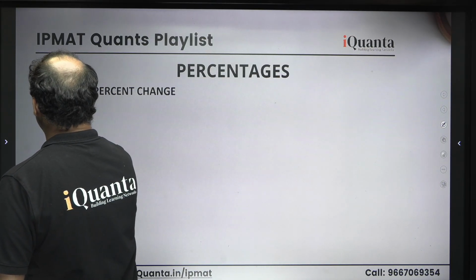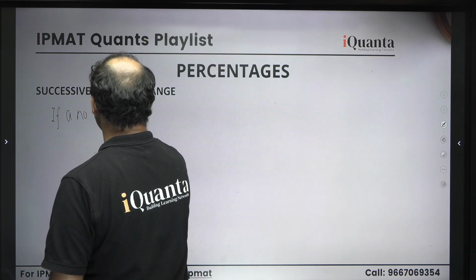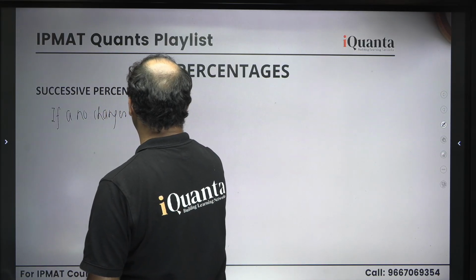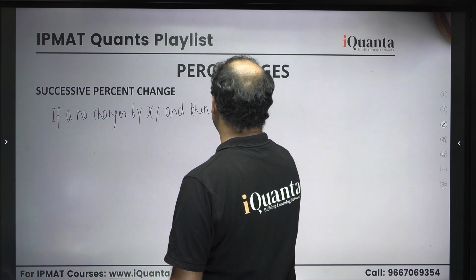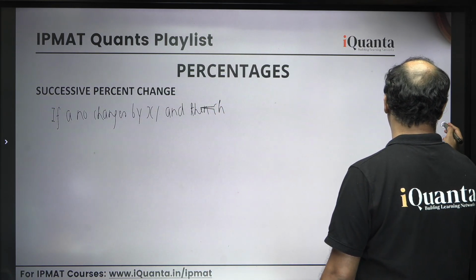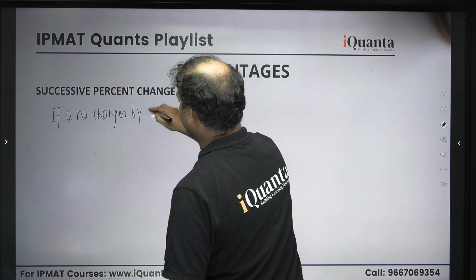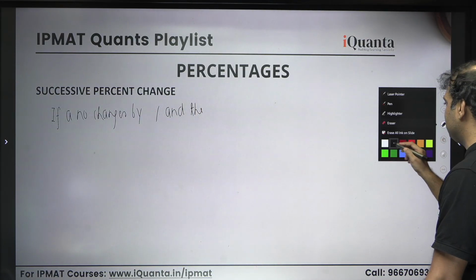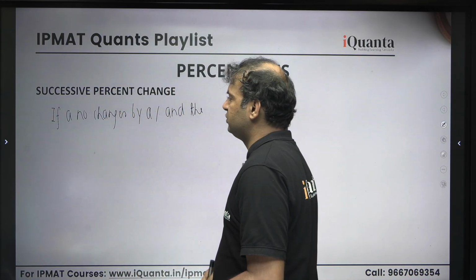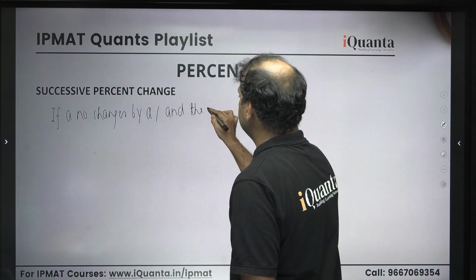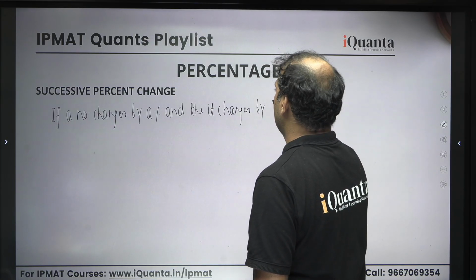The formula says that if a number changes by X percentage, and then changes by Y percentage. Let's call them A and B, because in a lot of material you will find this formula as the AB formula. That's why I'm changing X and Y to A and B. Let's say first a number is changing by A percentage, and then it changes by B percentage. So what will happen next?